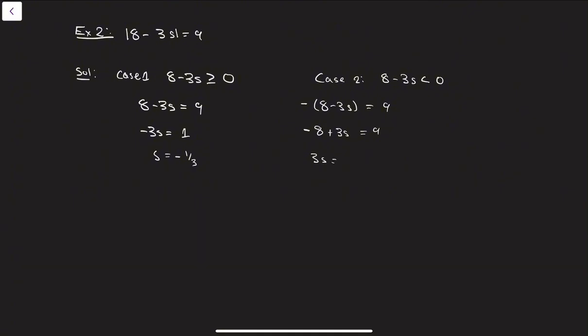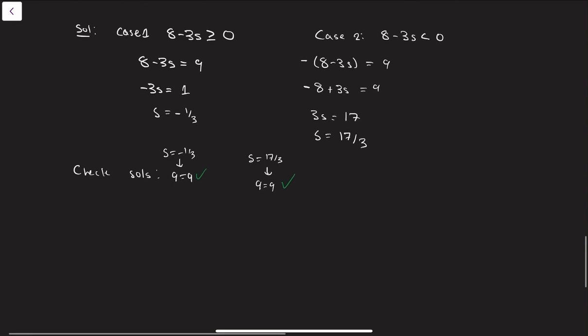3s is equal to 9 plus 8. 9 plus 8 is 17. S is equal to 17 over 3, which is great. And if we check solutions, you can go ahead and check the solutions, but you'll find for the first case that you get 9 is equal to 9 for s is equal to negative 1 over 3. And for s is equal to 17 over 3, you would get 9 is equal to 9. So they both check out.